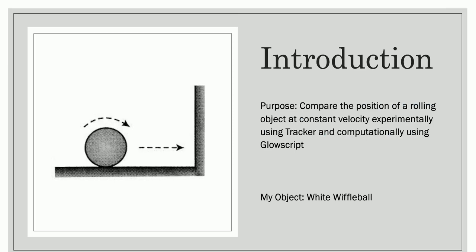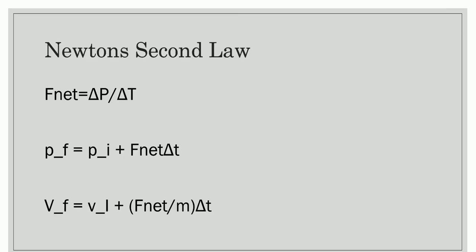To introduce, the purpose of the lab is to compare the position of a rolling object at constant velocity, experimentally using the Tracker application, and then computationally using GlowScript. The object that I chose was a white wiffle ball.